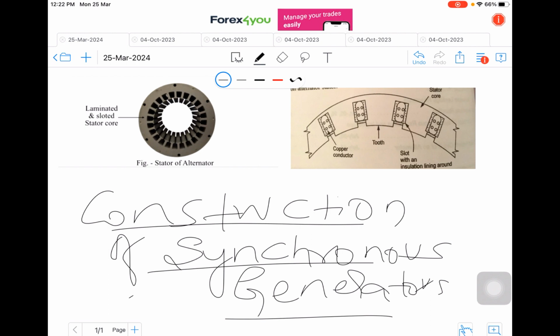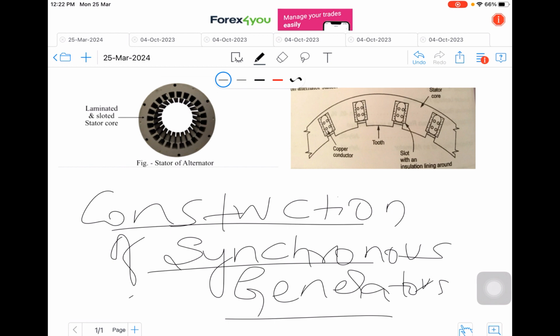Welcome to the session. Today let us understand what a synchronous generator is, its construction and working principle. What is basically a synchronous generator? We all know that a machine which generates an AC EMF is known as a synchronous generator or alternator.